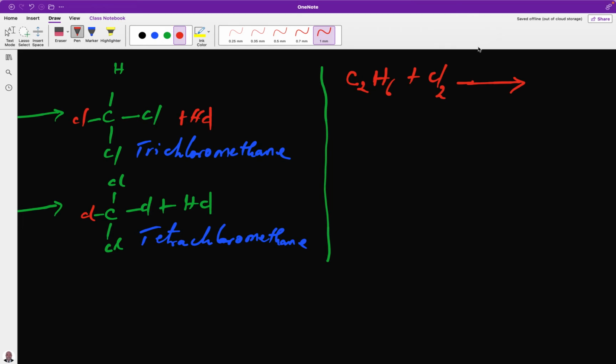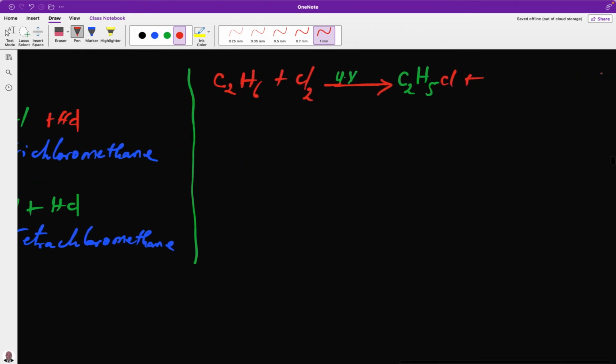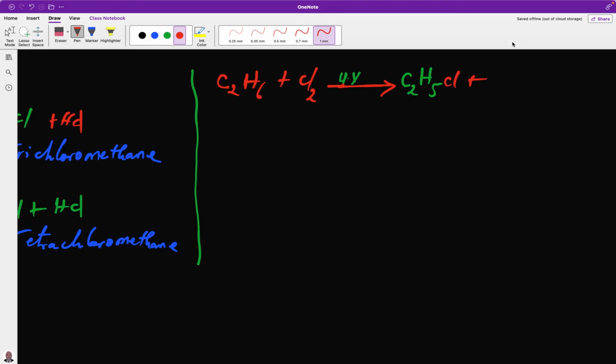Under UV light, you will have a C2. We'll substitute one of the hydrogen atoms here with chlorine. You will have C2H5Cl, plus what? Plus hydrogen chloride.